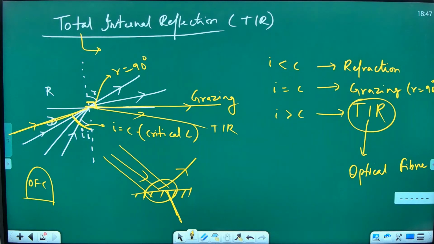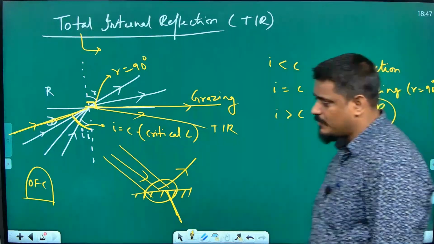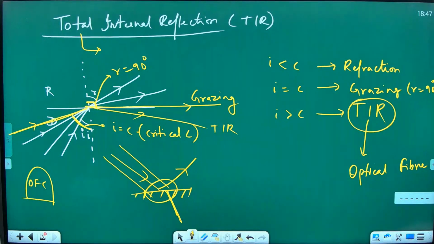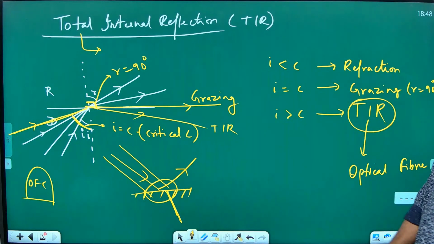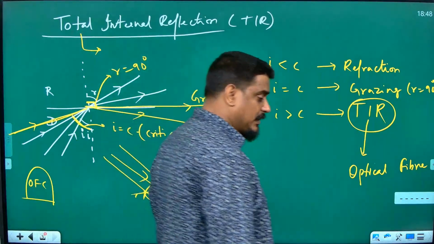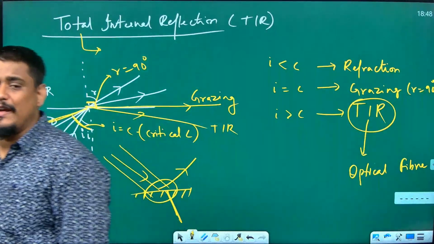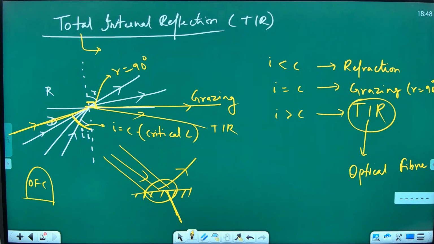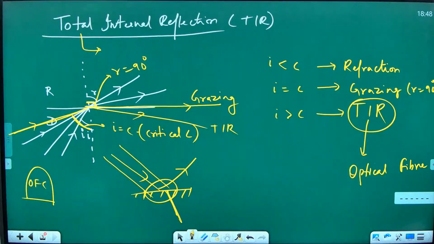It is a phenomenon because of which light reflects back in the same medium, if the angle of incidence is more than the critical angle.